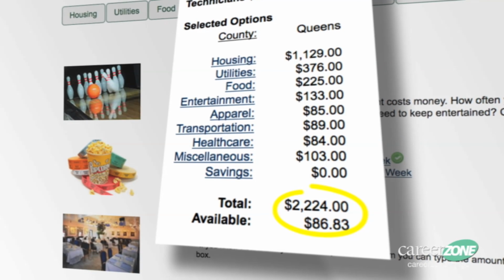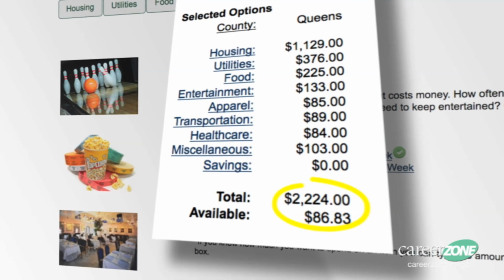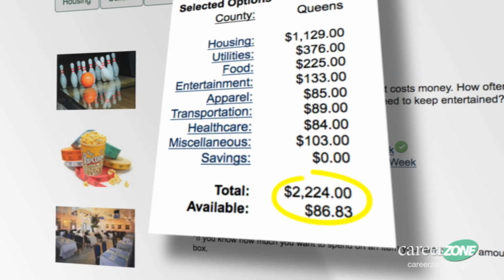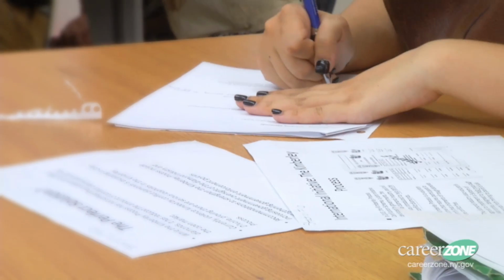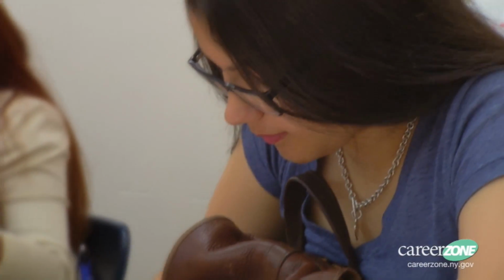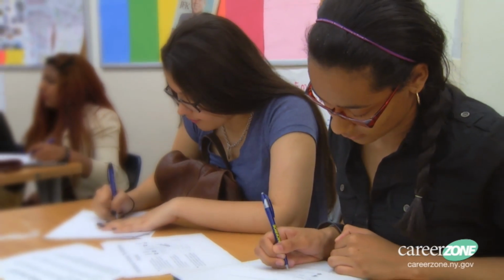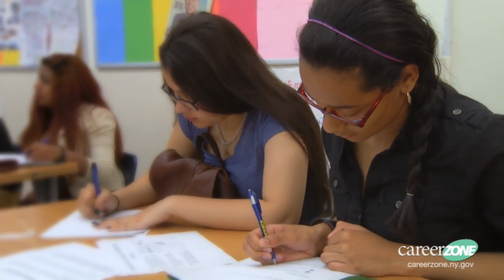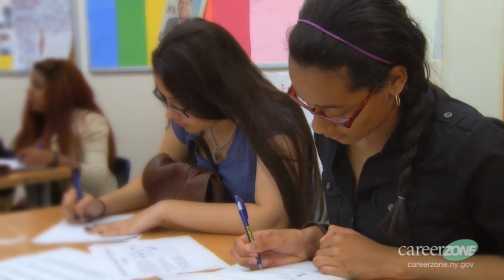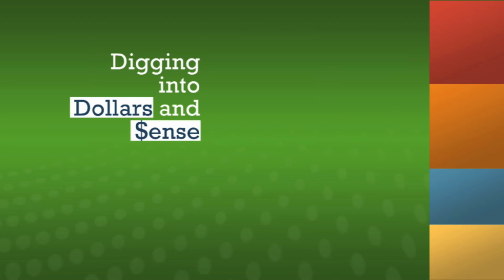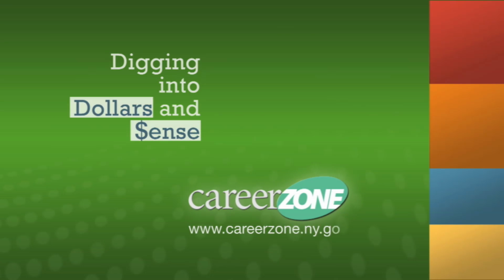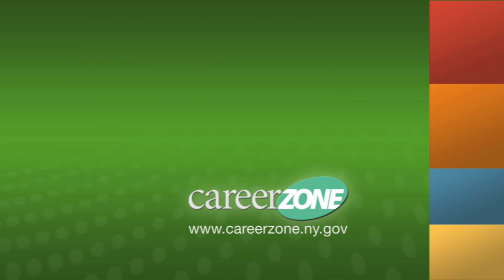This is a great way to figure out what life choices students will have to make if they want to pursue a particular occupation. It will also help them learn what the starting salary is for jobs that interest them the most and help them better understand how that salary will be spent. For students, learning to effectively manage money is an important skill. Use CareerZone's Dollars and Cents budgeting tool to give youth a head start in planning for their financial future at www.careerzone.ny.gov.